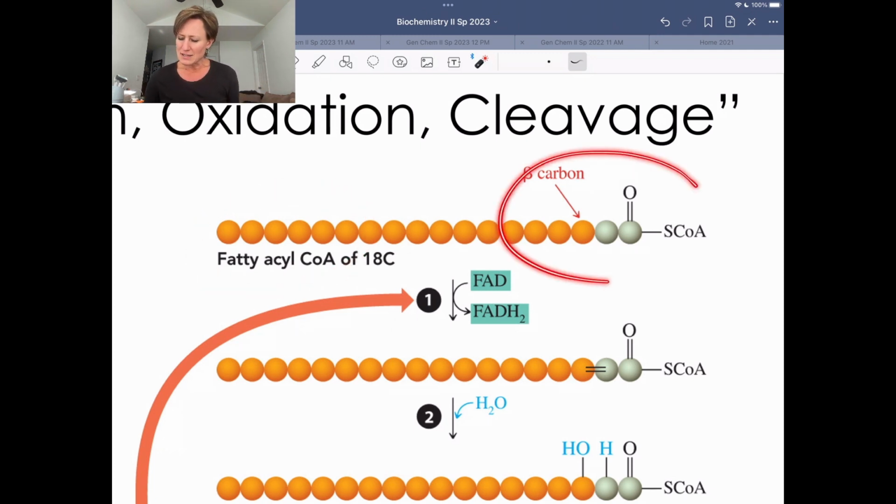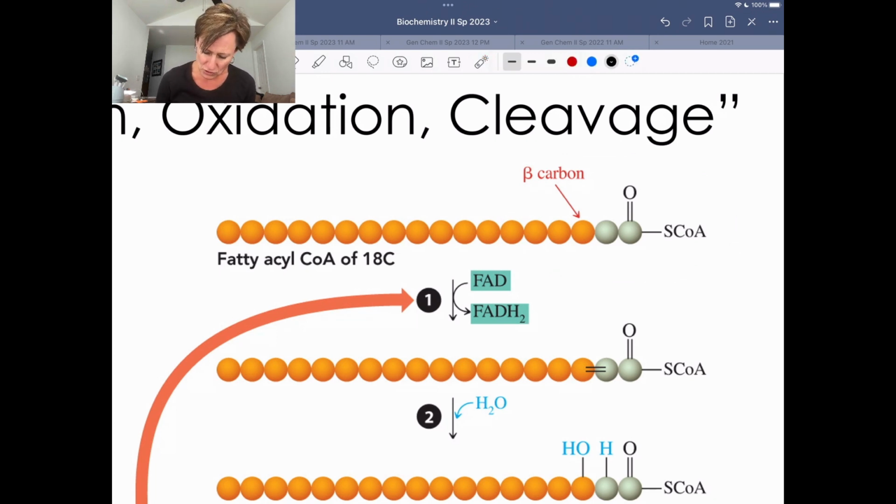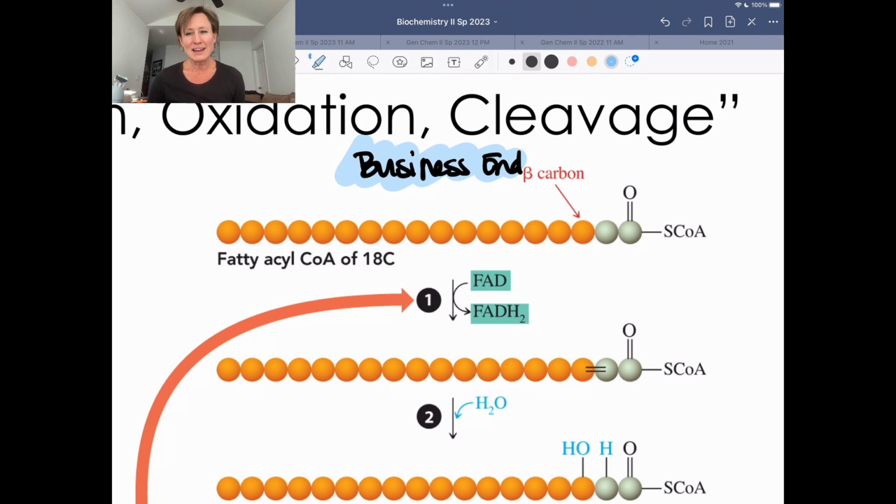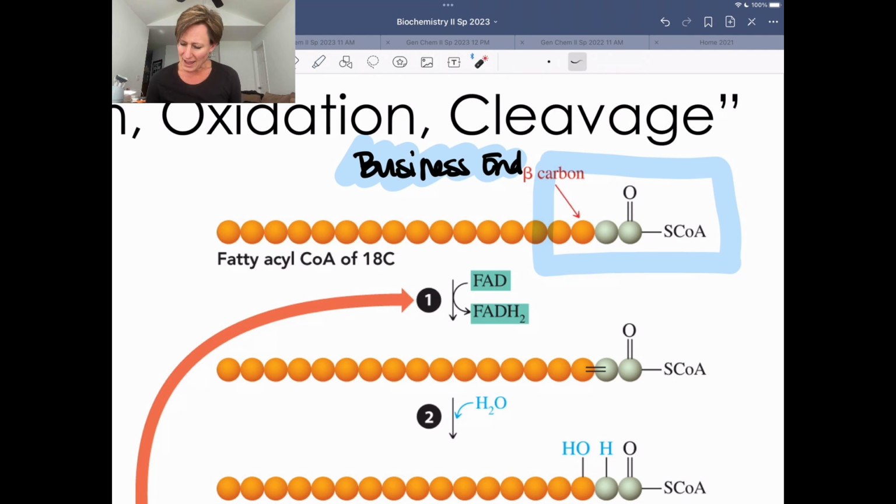I'm going to be calling this end of the molecule the business end, and that's because that's where we have functional groups. So highlighting, this is where we've got our functional groups, okay? Reminding ourselves of what we have here. So here's CoA, okay? There's a carbonyl, so we've got our thioester that we have here.